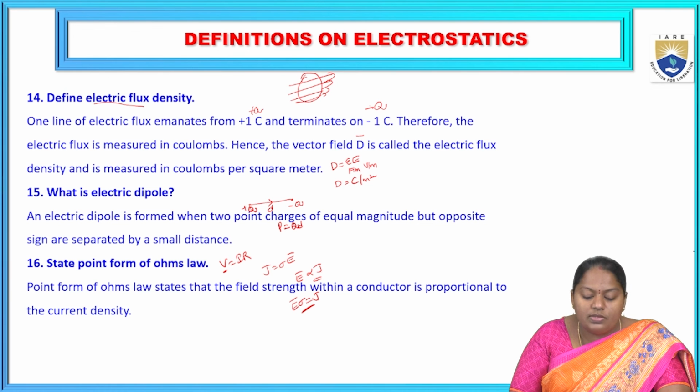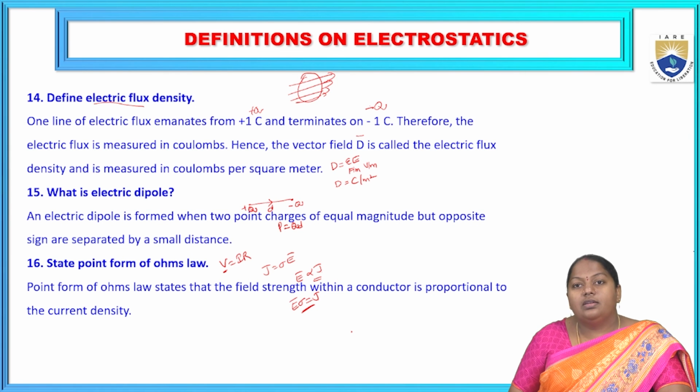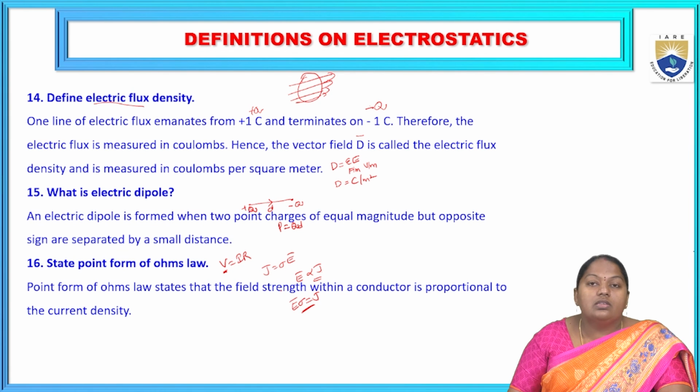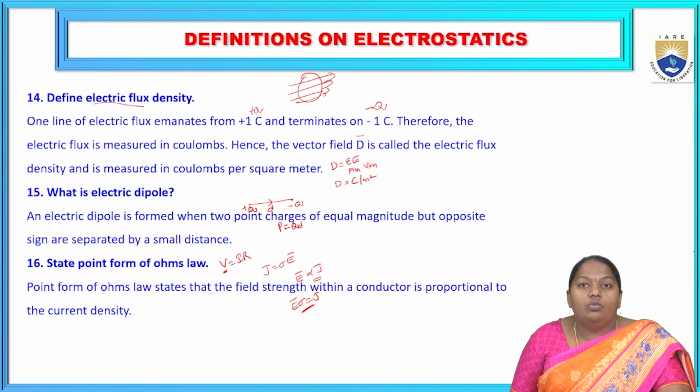The point form of Ohm's law states that the electric field within a conductor is directly proportional to the current density. If you replace that proportionality constant with conductivity, sigma, then E is analogous to V, J is analogous to I, and sigma is analogous to R in normal Ohm's law.